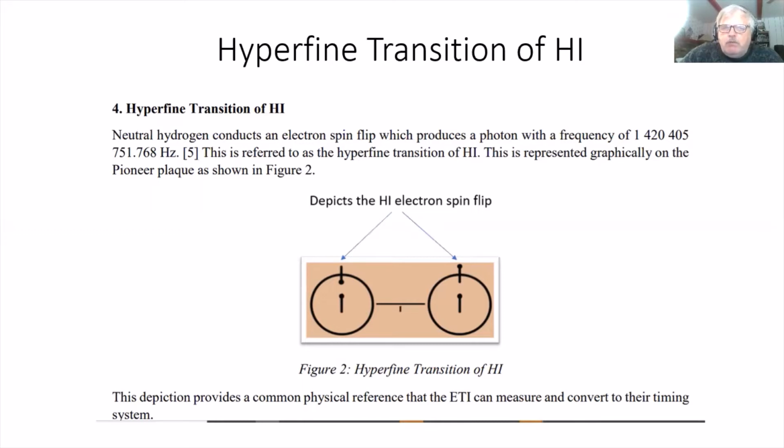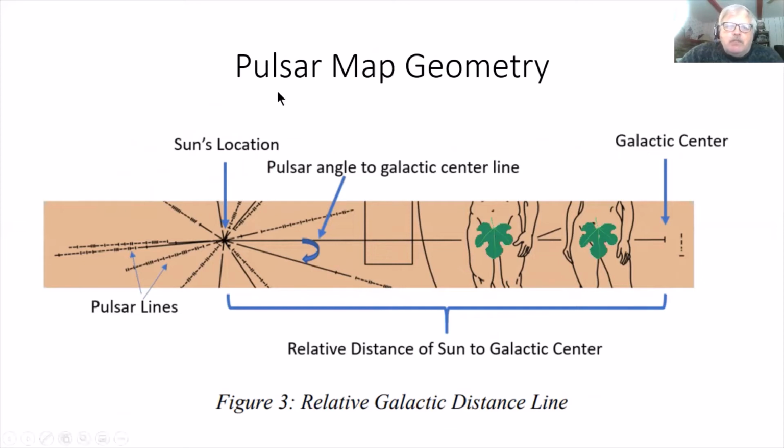Now that frequency would be a different time. They would have a different number for the time. The assumption here is that the center is the sun's location. The galactic center is identified in this long line down here, and that's important because that line is a relative distance length compared to these other lines. And then there's the pulsar angle, and these pulsar lines.